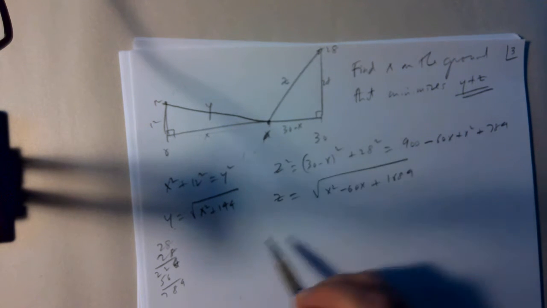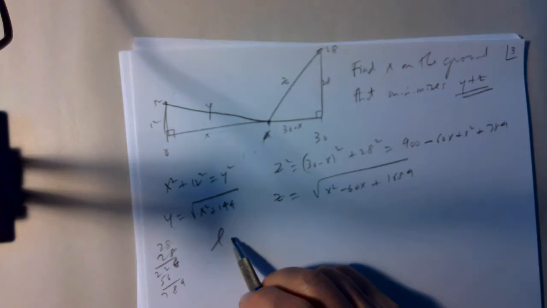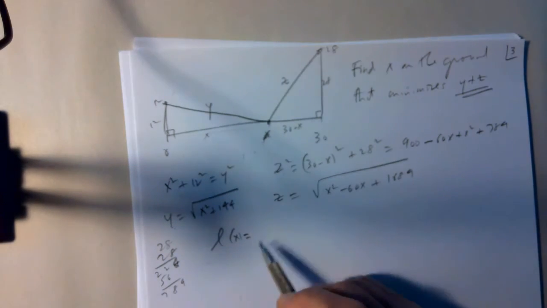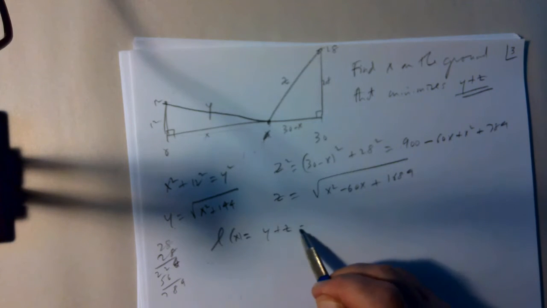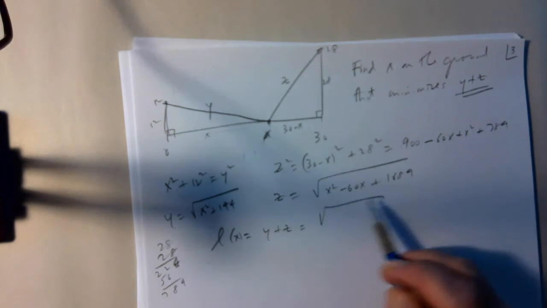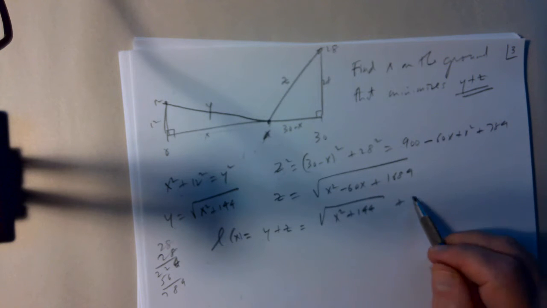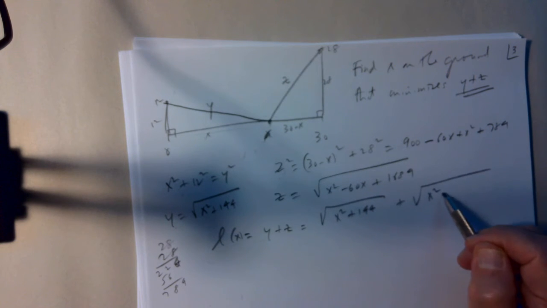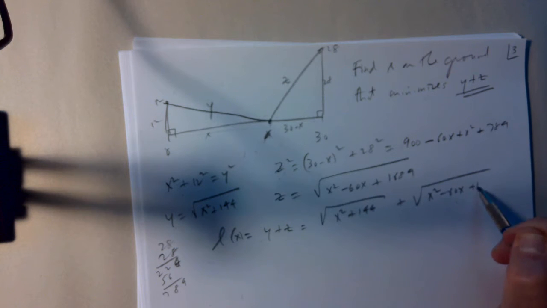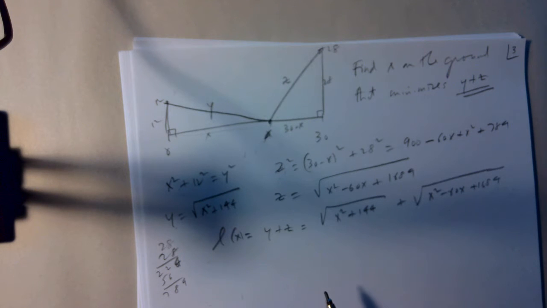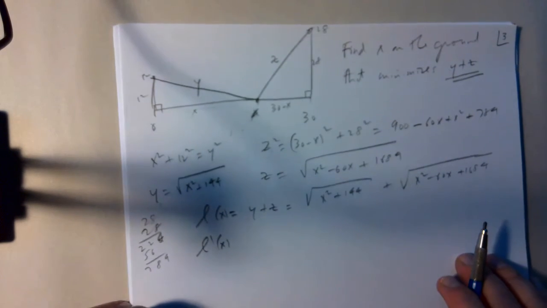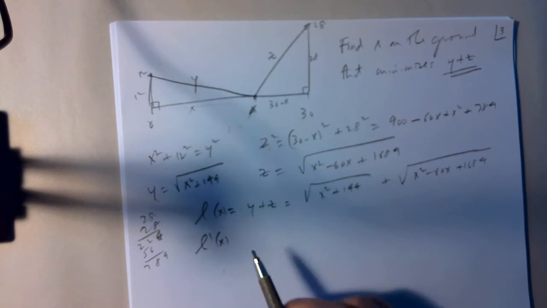So the total length of this wire, I'll call it L of x, it's a function of x, it's y plus z. But we just saw that y is the square root of x squared plus 144, and z is the square root of x squared minus 60x plus 1684. And we want to minimize that. So we have to differentiate and set the derivative equal to 0.